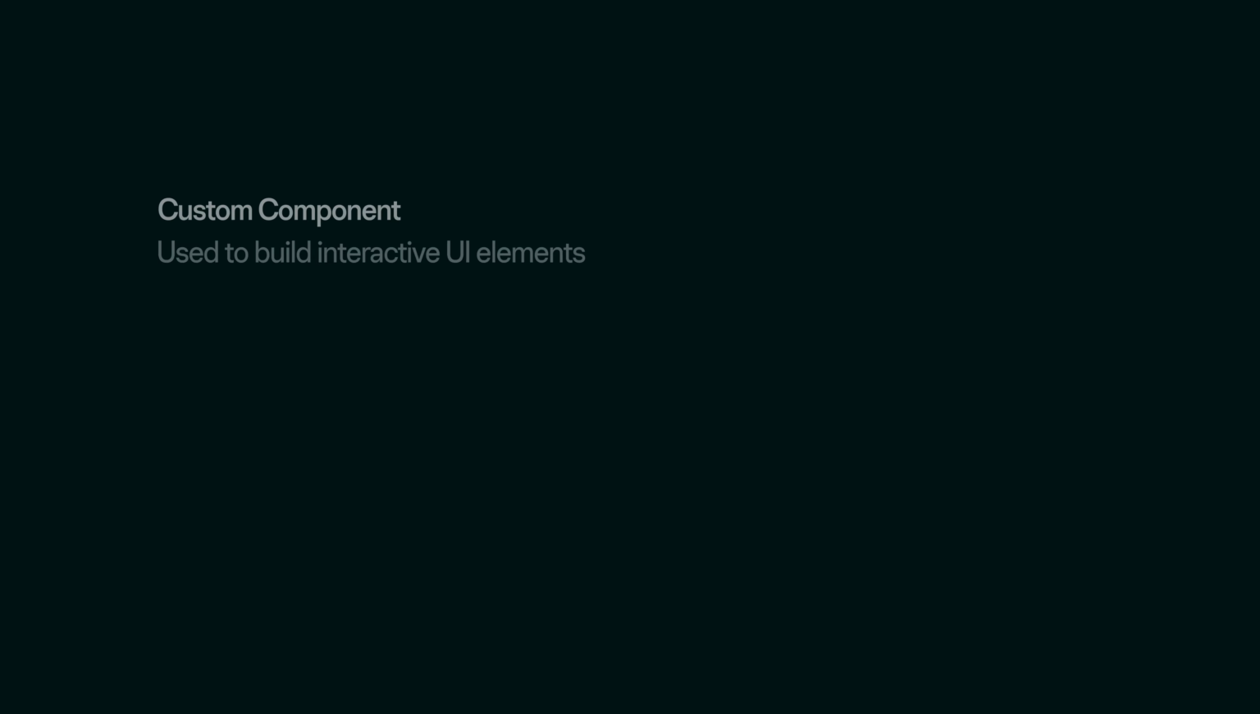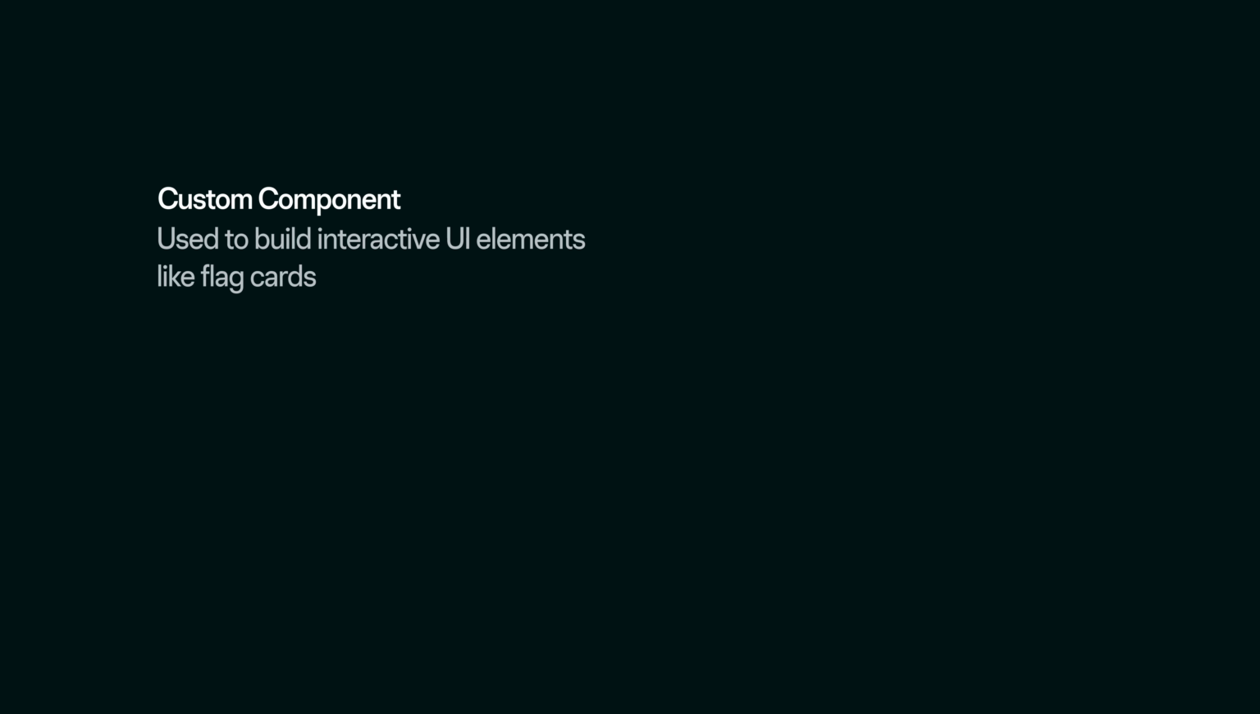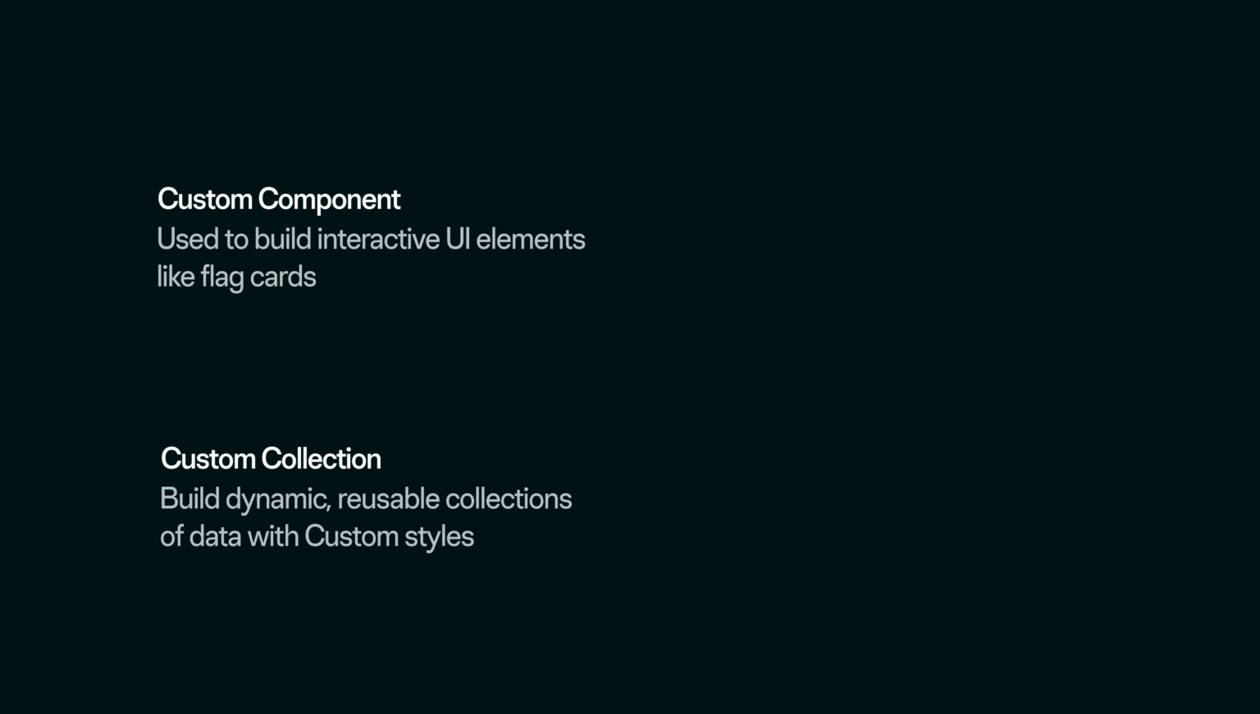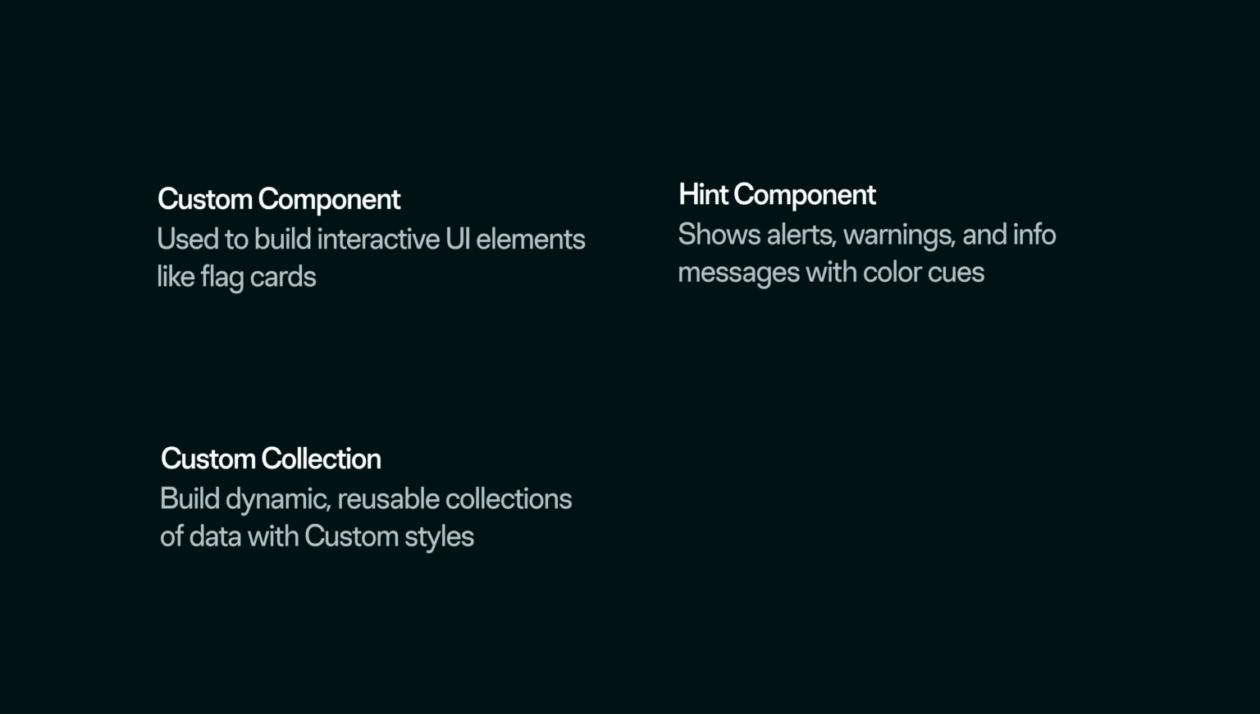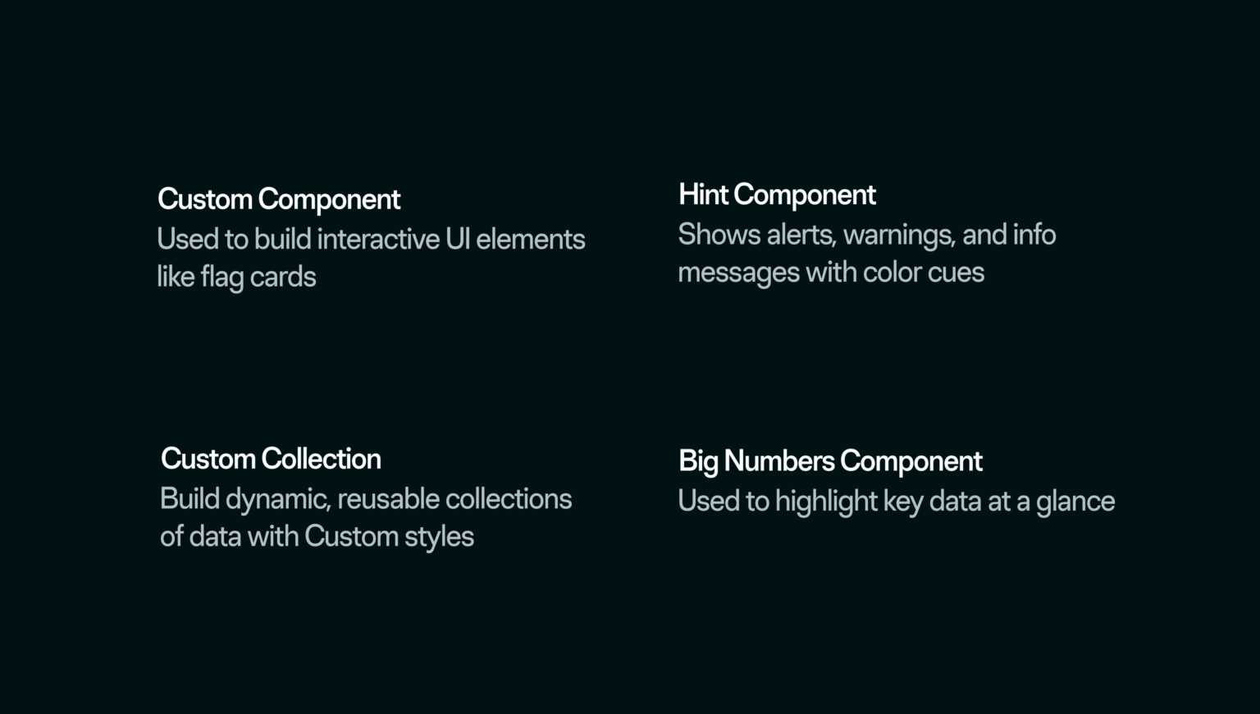So to wrap up, here's a quick recap of the different components that Evan used in this section. The custom component is really, really useful for building specific UI, like the UI elements that we saw in flag cards that Evan showed. The custom collection is great for building your own collections made up of different components. The hint component is a simple built-in component that shows alerts, warnings, and info messages with color cues. And the big numbers component was used to highlight key data at a glance.